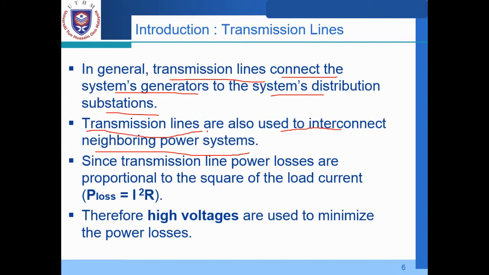Okay, so since transmission line power losses are proportional to the square of the load current, where P loss equals I squared R, this is one of the reasons again why high voltage is used to minimize the power losses. So this is the reason why the transmission line is carrying a high voltage, to avoid, for instance, the P losses. Right.